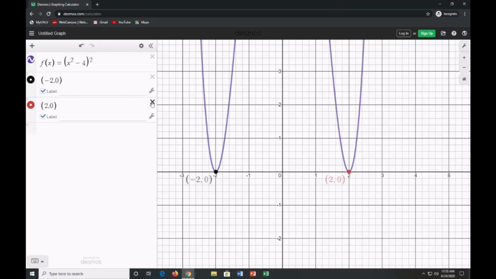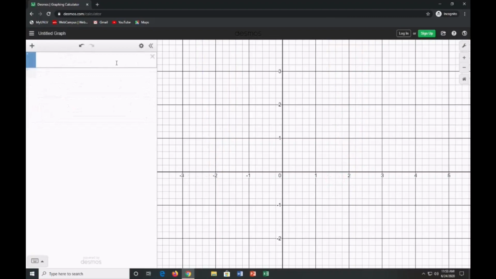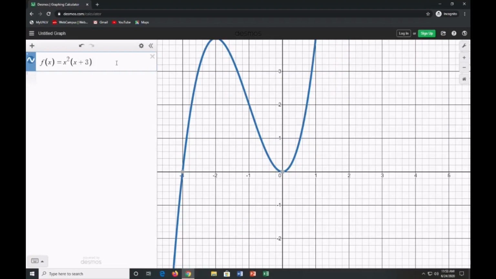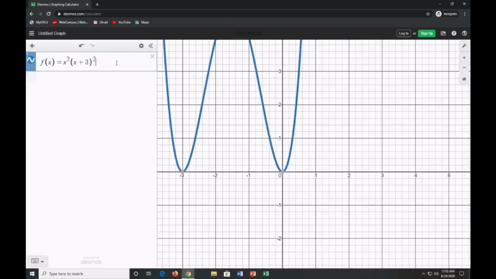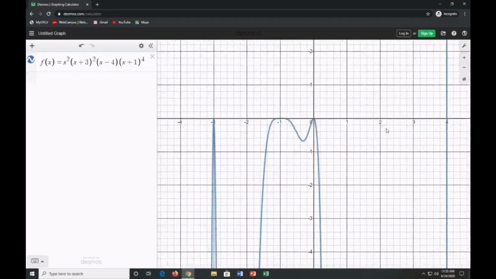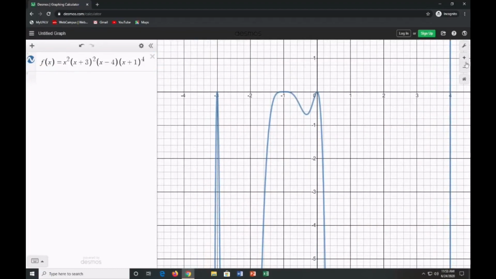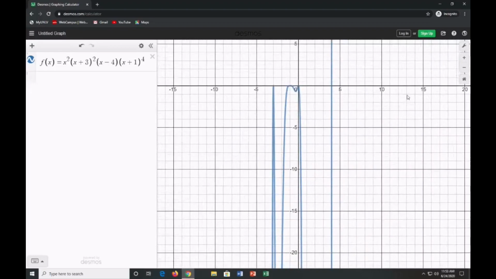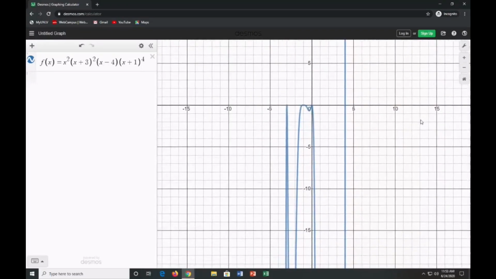Okay, so let's look at the other polynomials. We have 2 more polynomials left to graph and look at. So the next one is x squared times x plus 3, again squared, times x minus 4 times x plus 1 to the 4th power. Look at that. If I zoom out, that's pretty complicated, isn't it? Look at that. All right.